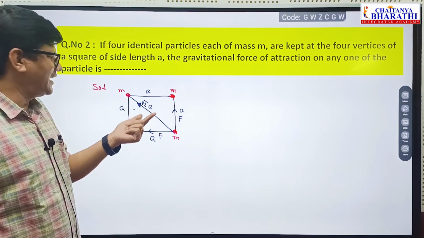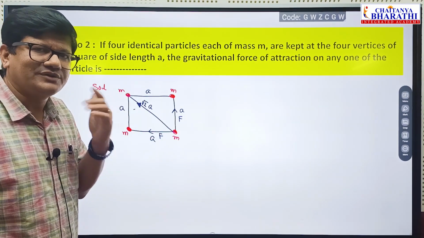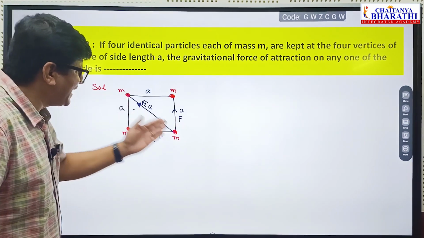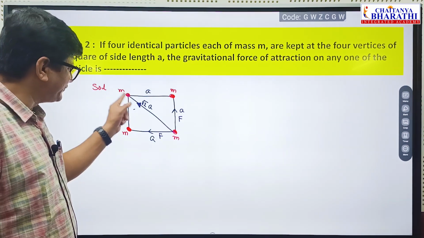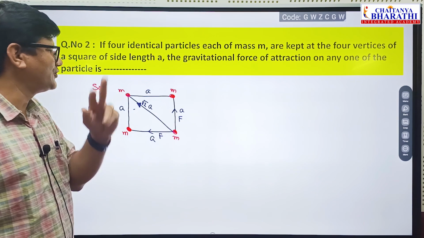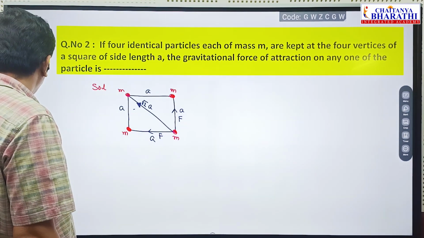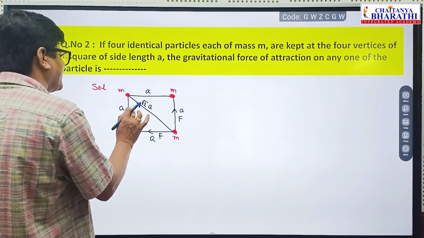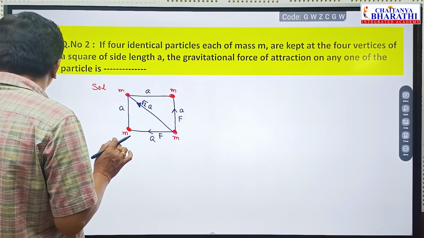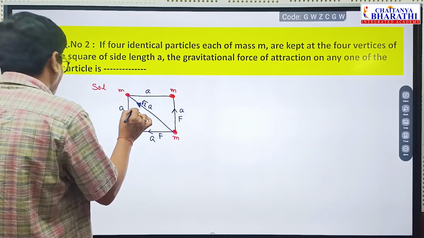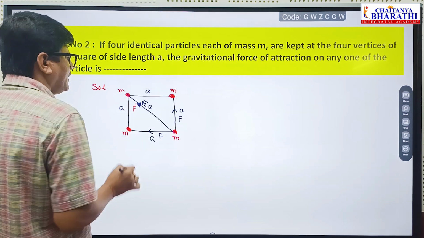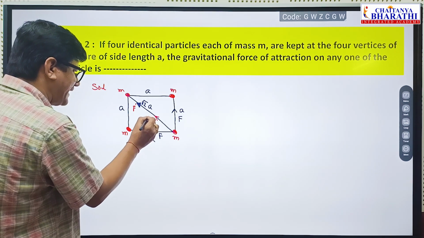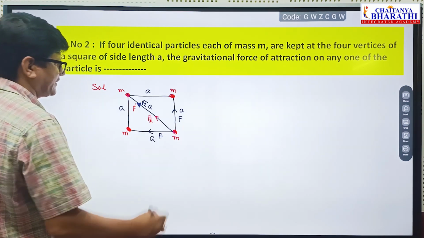If distance अलग है तो force भी अलग होता है, because F equals G m1 m2 by r square. Maybe mass is same, but distance is different in this case. That's why force is different. So that force, if you represent it as F dash, and these two forces का resultant along this direction acts, that is say Fr.